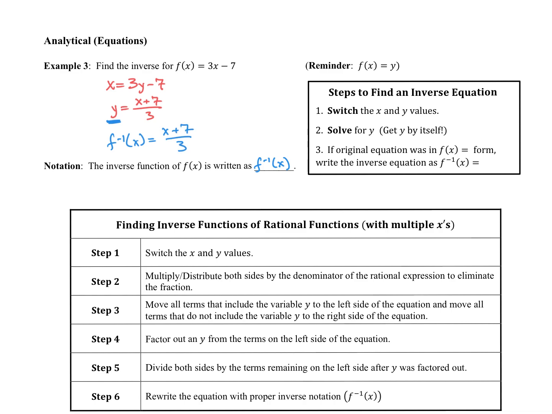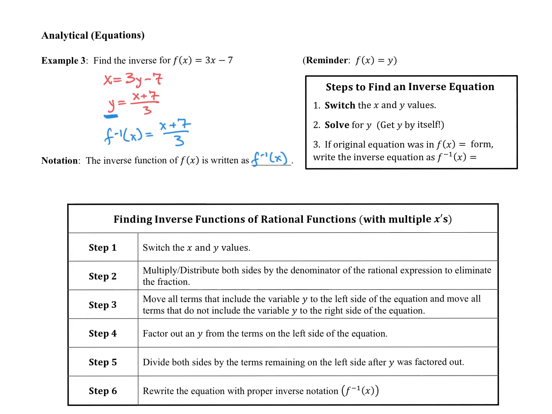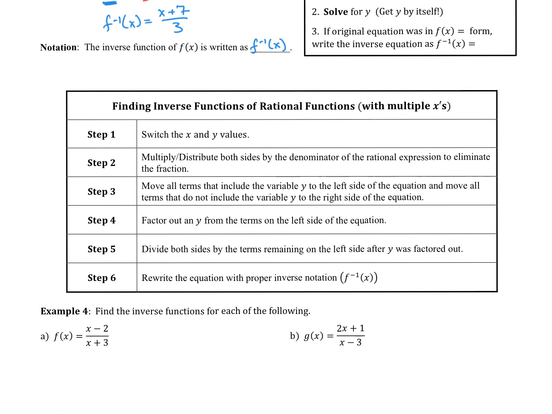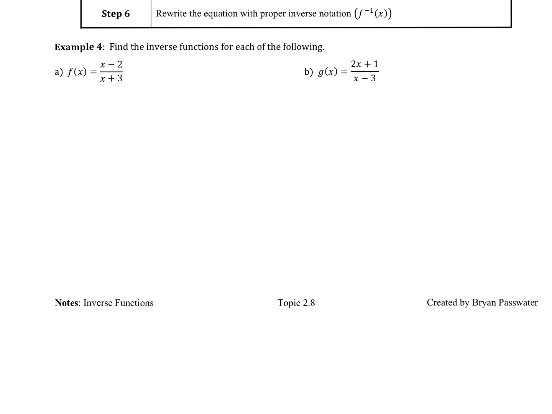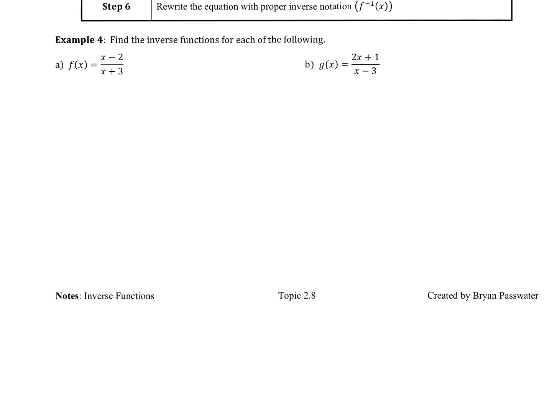Right? That's what you guys were accustomed to doing last year. So that's kind of what you guys were familiar with. And so now we're going to deal with rational functions, which have multiple x values. But the steps are still going to be the same. All right? So our first step is still going to be switch x and y. We're going to solve for y, and then we're going to replace y with f inverse. That's really what we're going to be doing. We just have multiple x's now. All right? So let's do it.